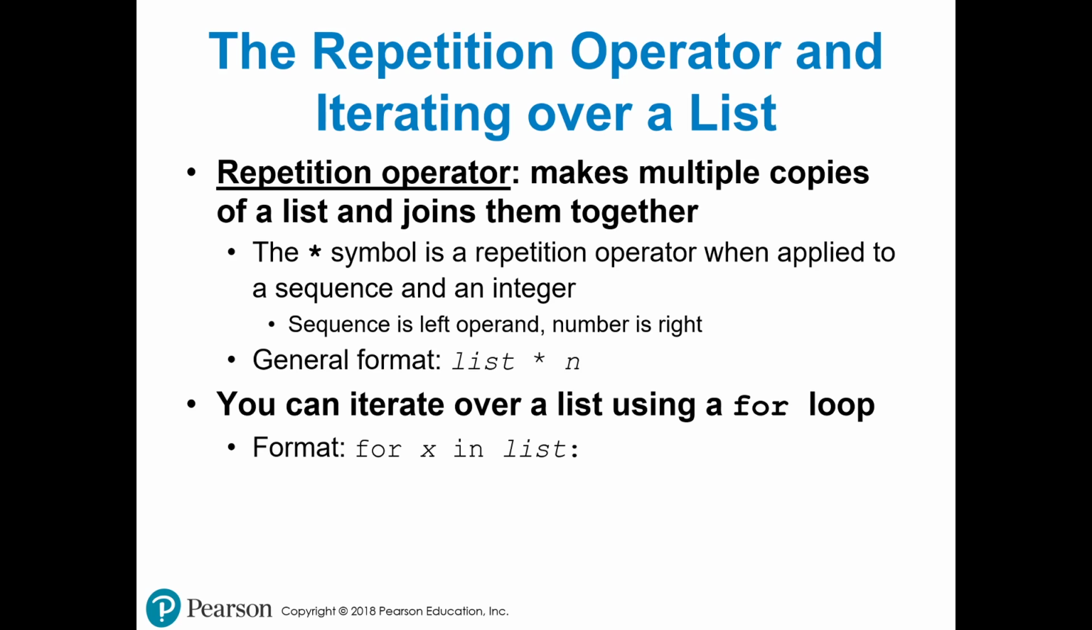The number is going to tell you how many copies of it you're going to make. So it's going to make multiple copies of the list. Let's say your list had ABC in it, and you said times 3. You're going to get ABC, ABC, ABC in your new list. It's going to have 9 elements instead of 3. It's going to be copies of the original one.